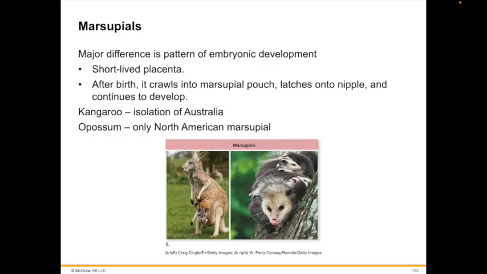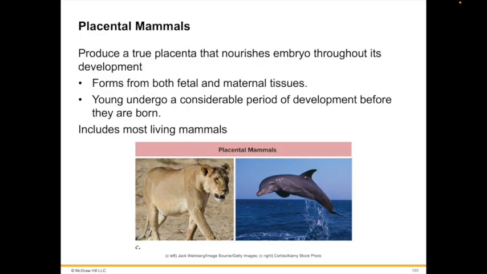So soon after fertilization, the embryonic marsupial is born, and it emerges tiny, hairless, and crawls into the pouch, where it latches on and continues development. The placental mammals. So a placenta nourishes the embryo throughout its entire development and forms in the uterus of placental mammals.